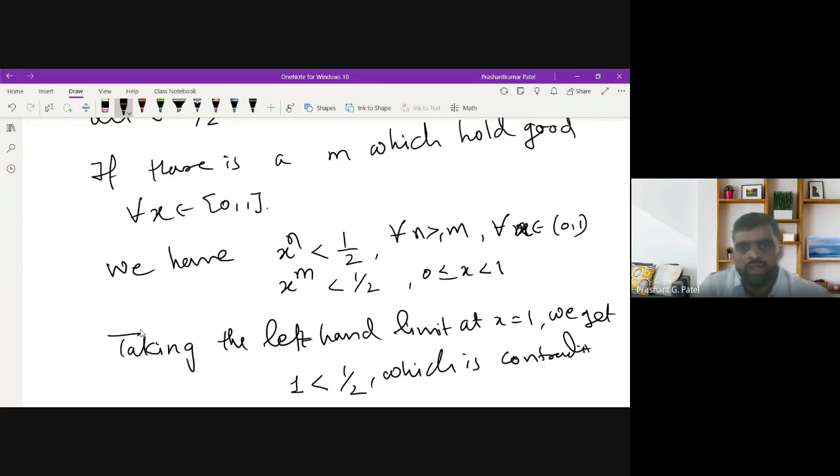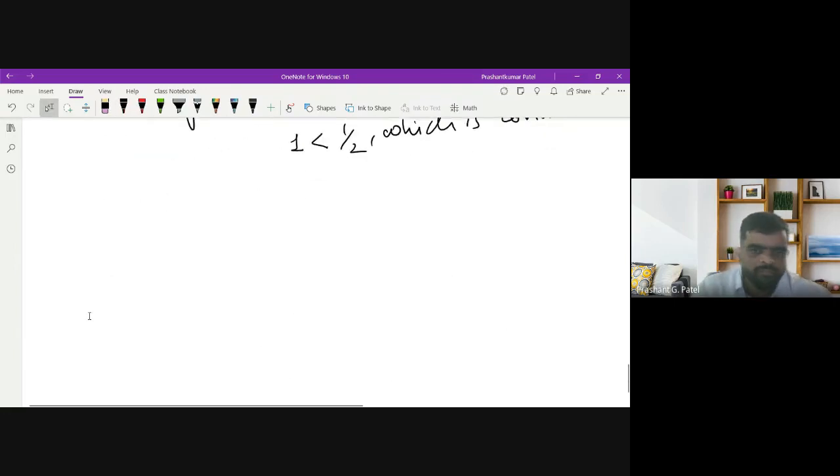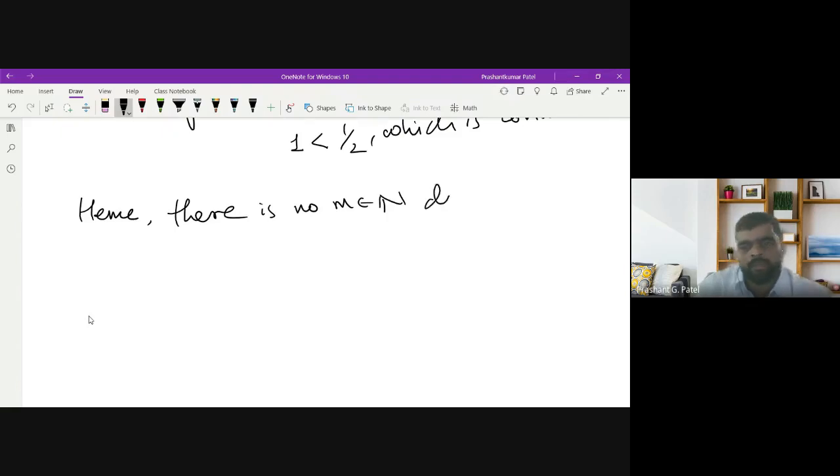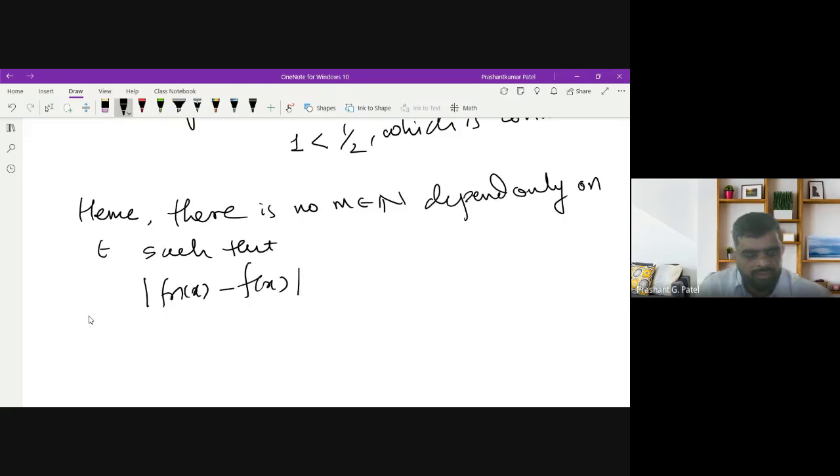Why have we got this contradiction? Because we have taken this m only depends on epsilon. If it does not depend on epsilon, then we cannot say that this is independent of x. So hence what we can say is there is no m in N depending only on epsilon such that |fn(x) - f(x)| < 1/2 for every n greater than or equal to m and for every x belongs to this. So hence this m has to depend on x as well as epsilon.